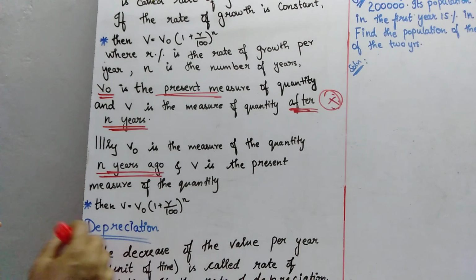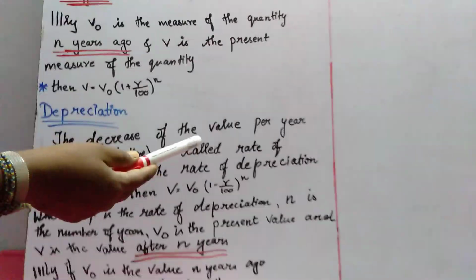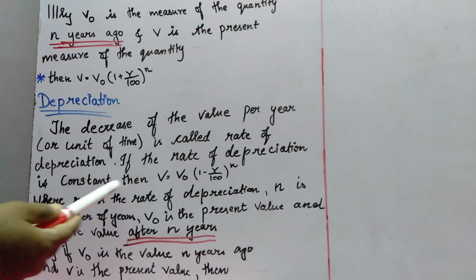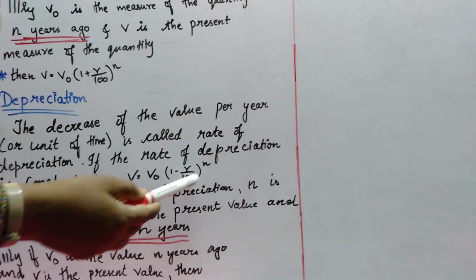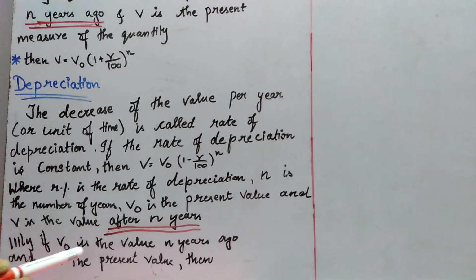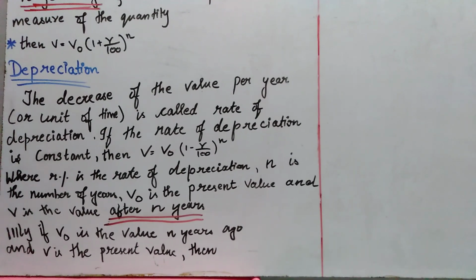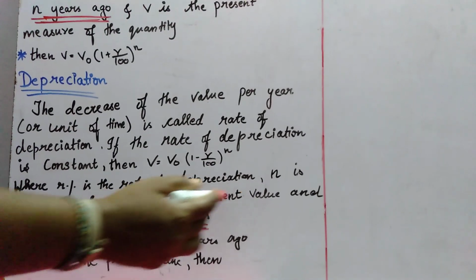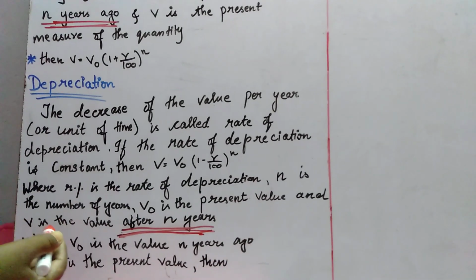Then next, depreciation. We all know very well about depreciation, which is the decrease of the value per year. The decrease of the value per year is called the rate of depreciation. If the rate of depreciation is constant, then V equals V naught into (1 minus R by 100) the whole power n, where R percent is the rate of depreciation and n is the number of years. V naught is the present value and V is the value after n years. We are proceeding the same way here, but using a minus term for depreciation. After n years means we will be using V naught as the present value, right?